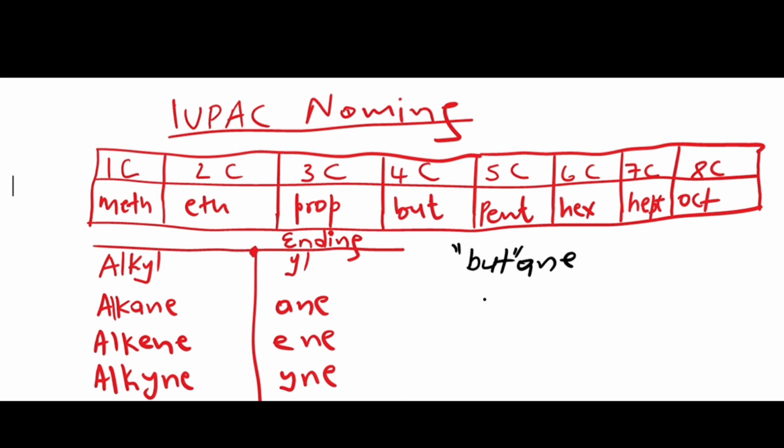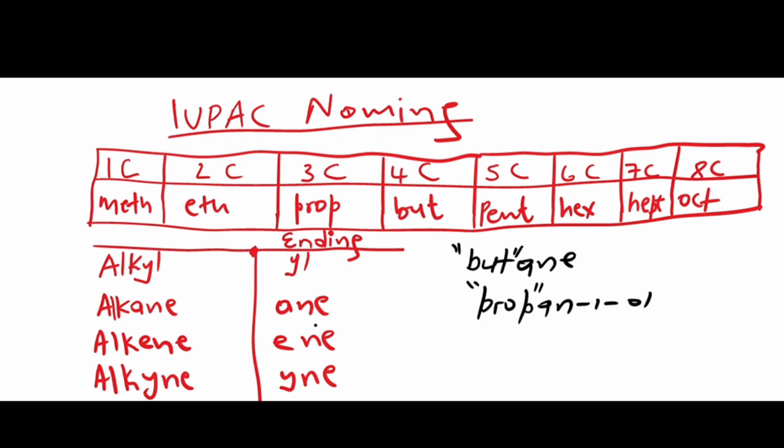Another example, it can be propanol, propan-1-ol. So even this one has 3 carbon atoms. So there are 3 carbon atoms in the prop, okay?